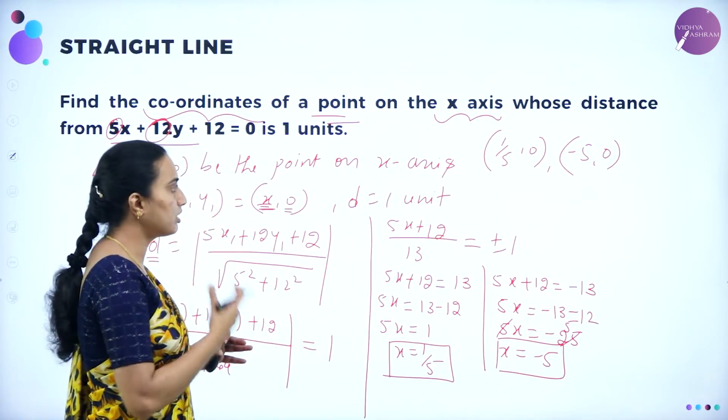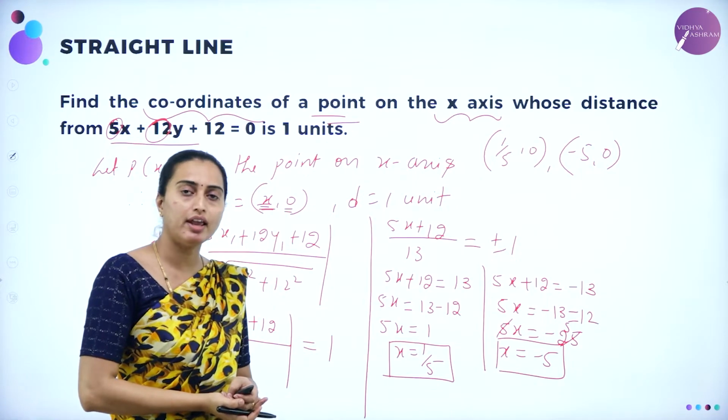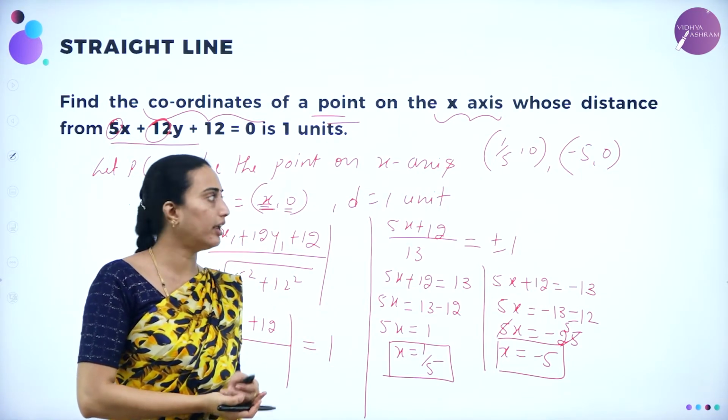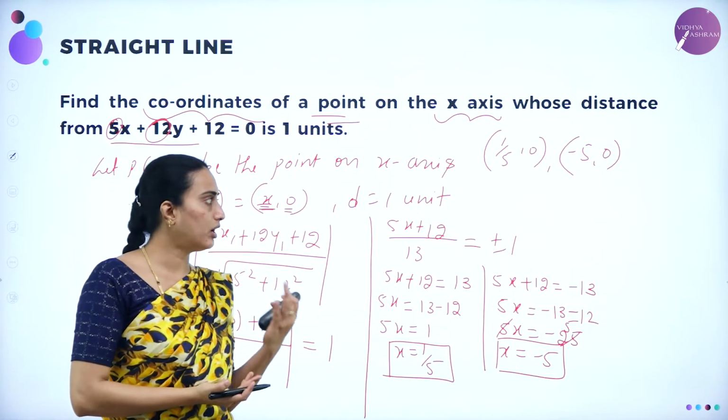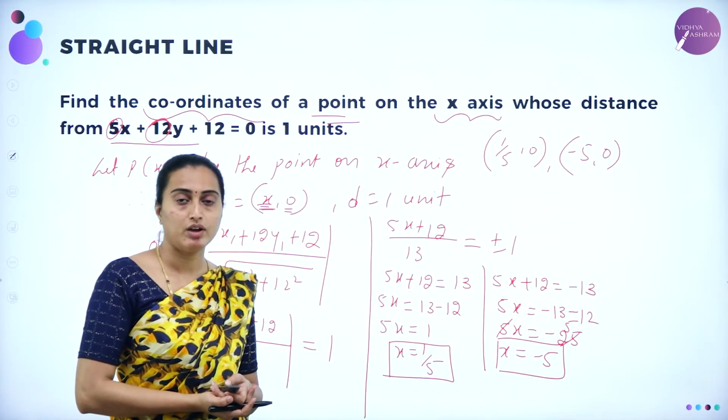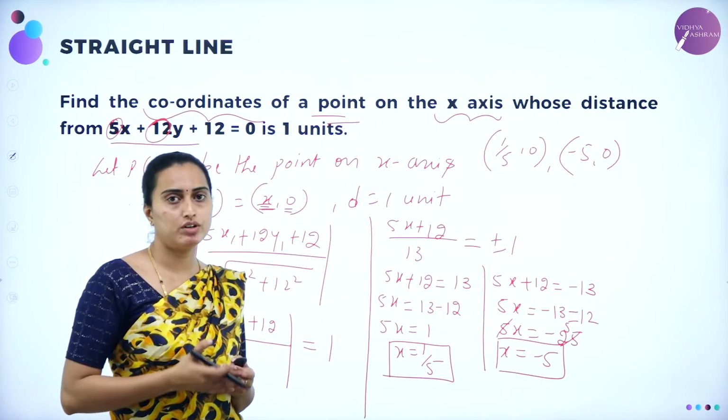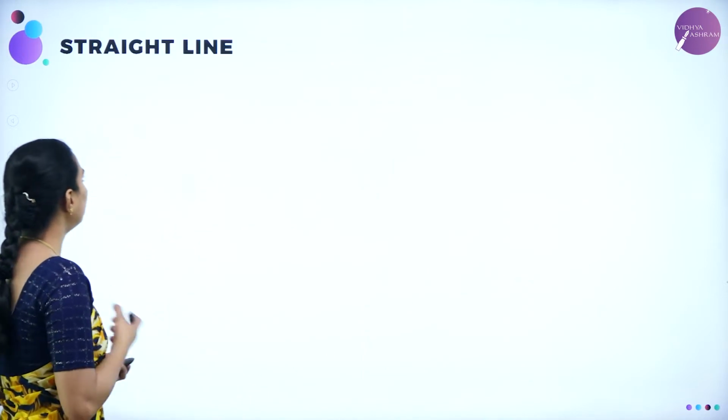Understood? So this is how you are going to find the points on the x-axis. There are 2 points on the x-axis. One is 1 by 5 comma 0. Another one is minus 5 comma 0. I hope you got this one. We'll move on to the next question, dears.